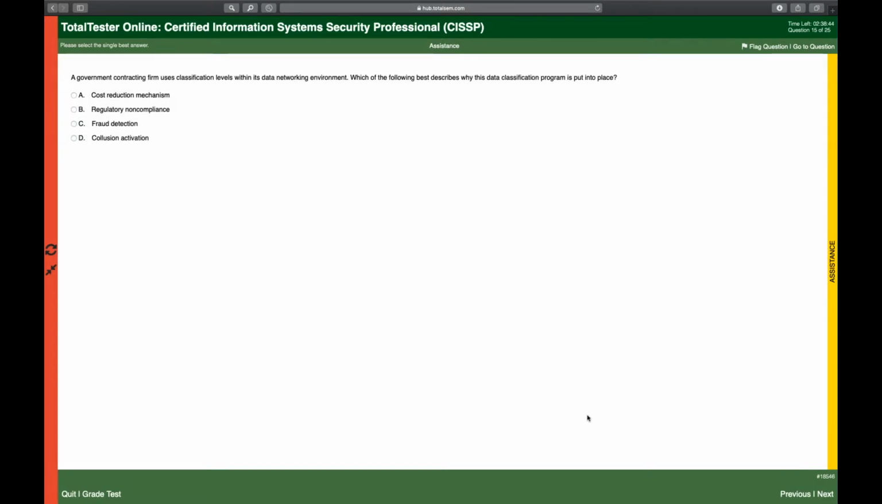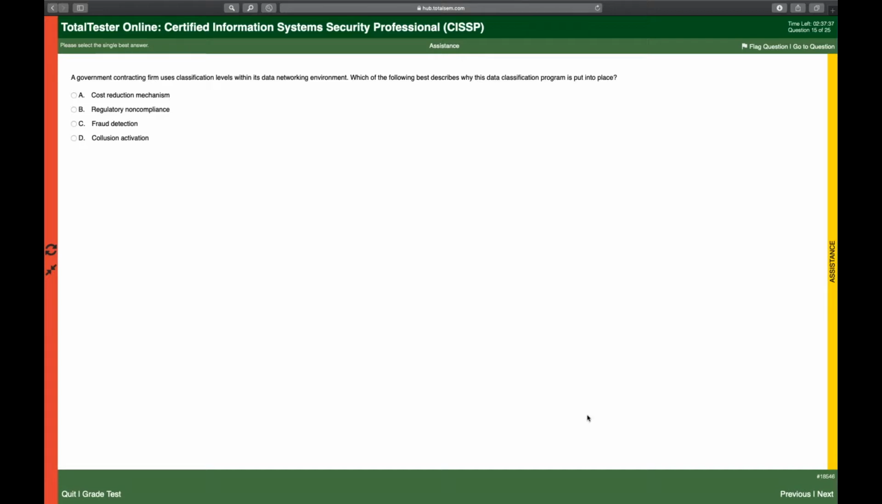All right, number 15. A government contracting firm uses classification levels within its data networking environment. Which of the following best describes why this data classification program is put into place? Classification levels. So the government uses secret, top secret, all those different security levels. Why do they do that? Ready. Go for it. I'll go for D. Yeah, B. I think B, Bravo, regulatory non-compliance? Why would you want non-compliance? Oh, you're right. Probably C, Charlie.